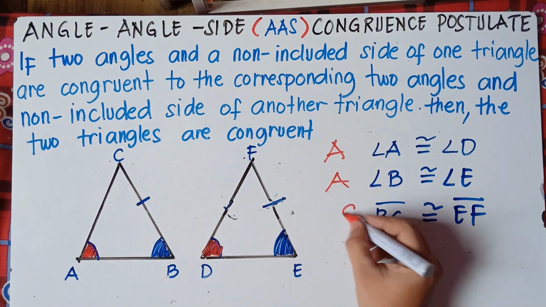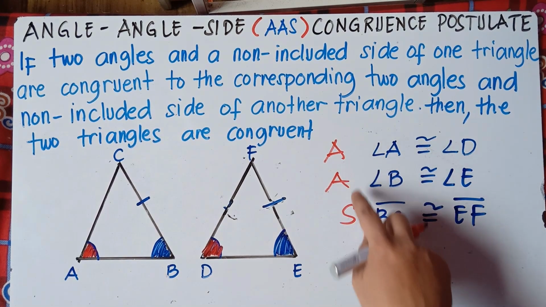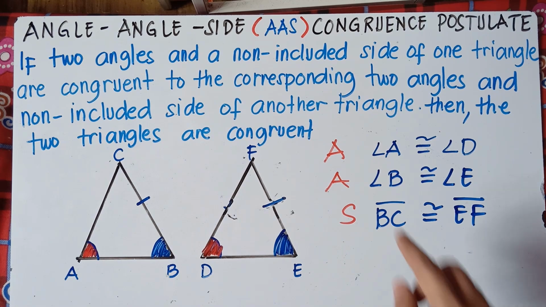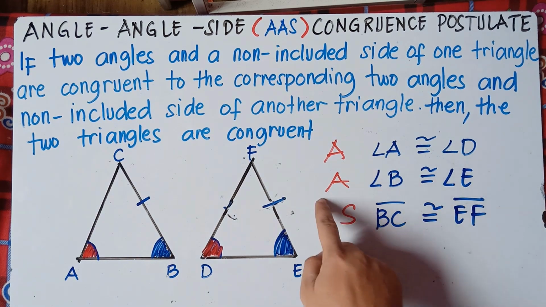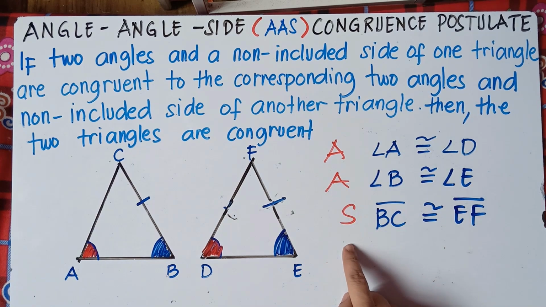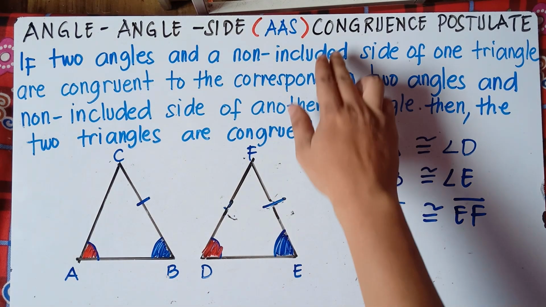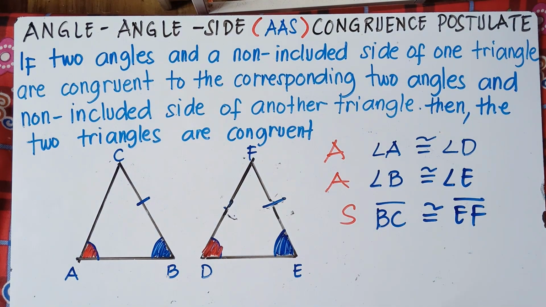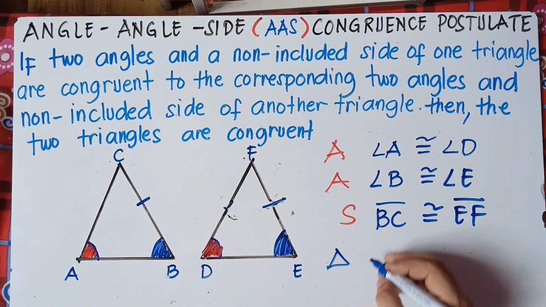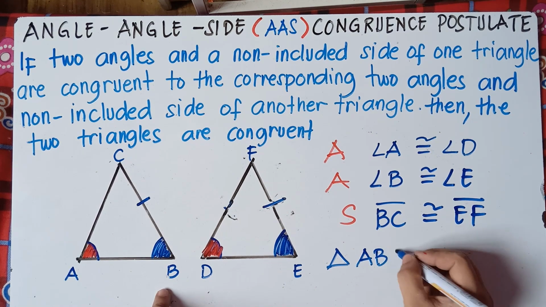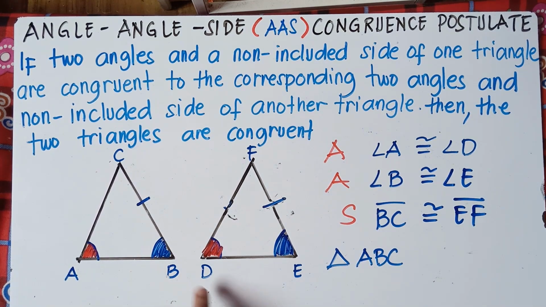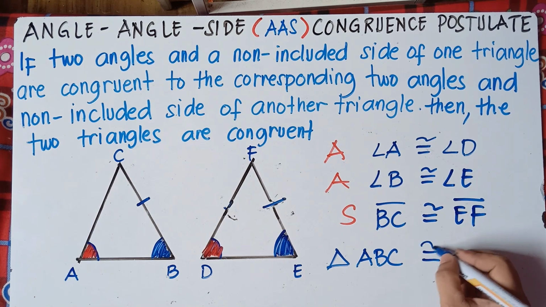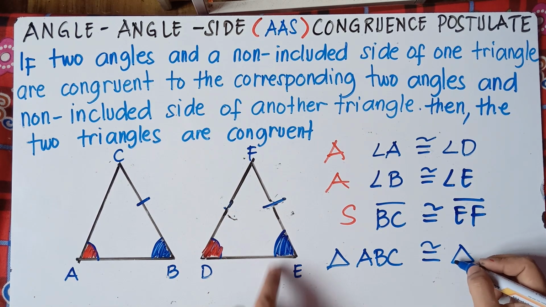And we have a side. So we have angle, side. Once we prove that the two angles are congruent and then the one side is congruent, therefore we can say that the two triangles are congruent with this given postulate, AAS. So we can say that triangle ABC is congruent to triangle DEF.